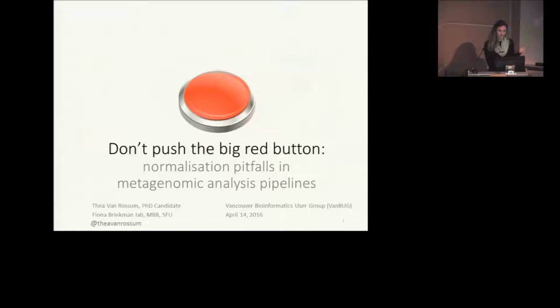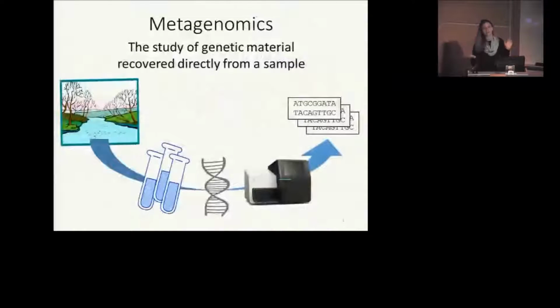So I'm going to talk about that today in my talk, Don't Push the Big Red Button: Normalization Pitfalls in Metagenomic Analysis Pipelines. Let's start at the beginning, as we always must. What is metagenomics? It is the study of genetic material recovered directly from a sample. In our case, we're looking at river water.